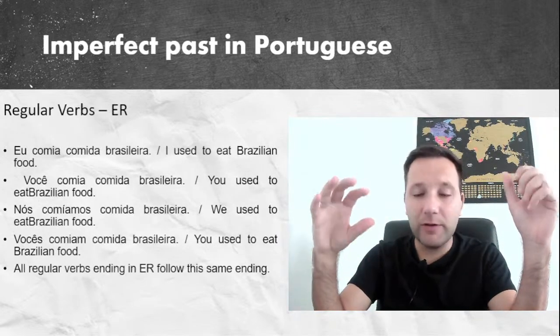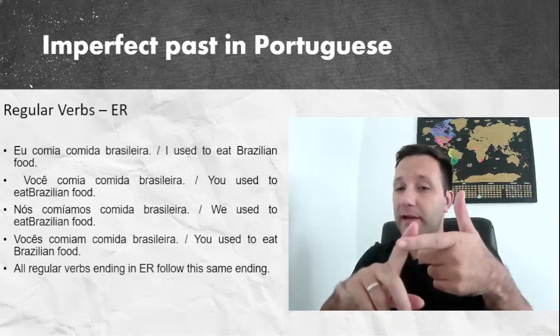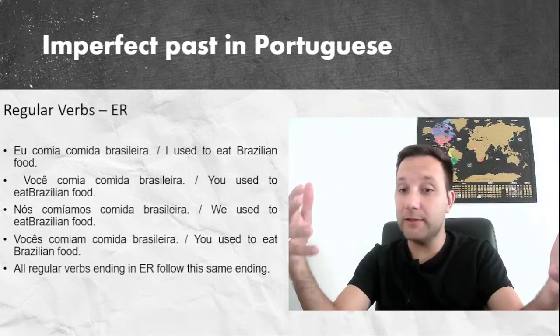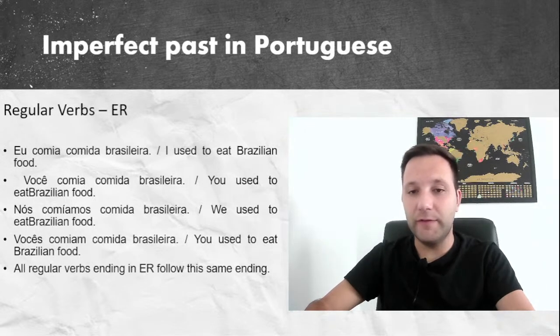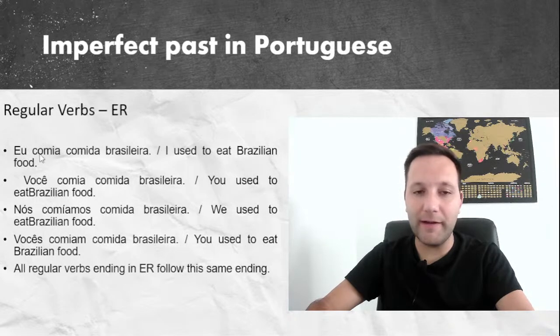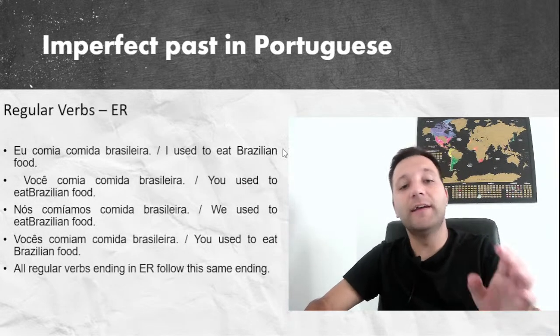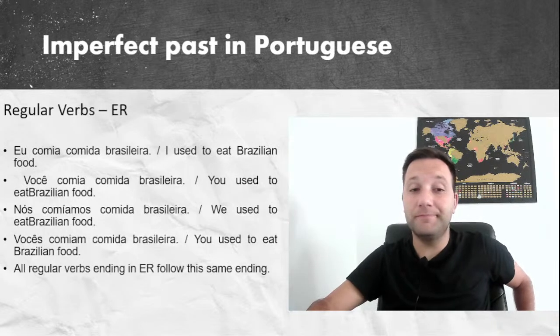Here I have comer. Comer is to eat. But also we have beber, to drink, escrever, to write, responder, to answer. It's the same idea. Instead of using ava, we use ia at the end. For example, comer, eu comia. I used to eat. Eu comia comida brasileira. I used to eat Brazilian food.